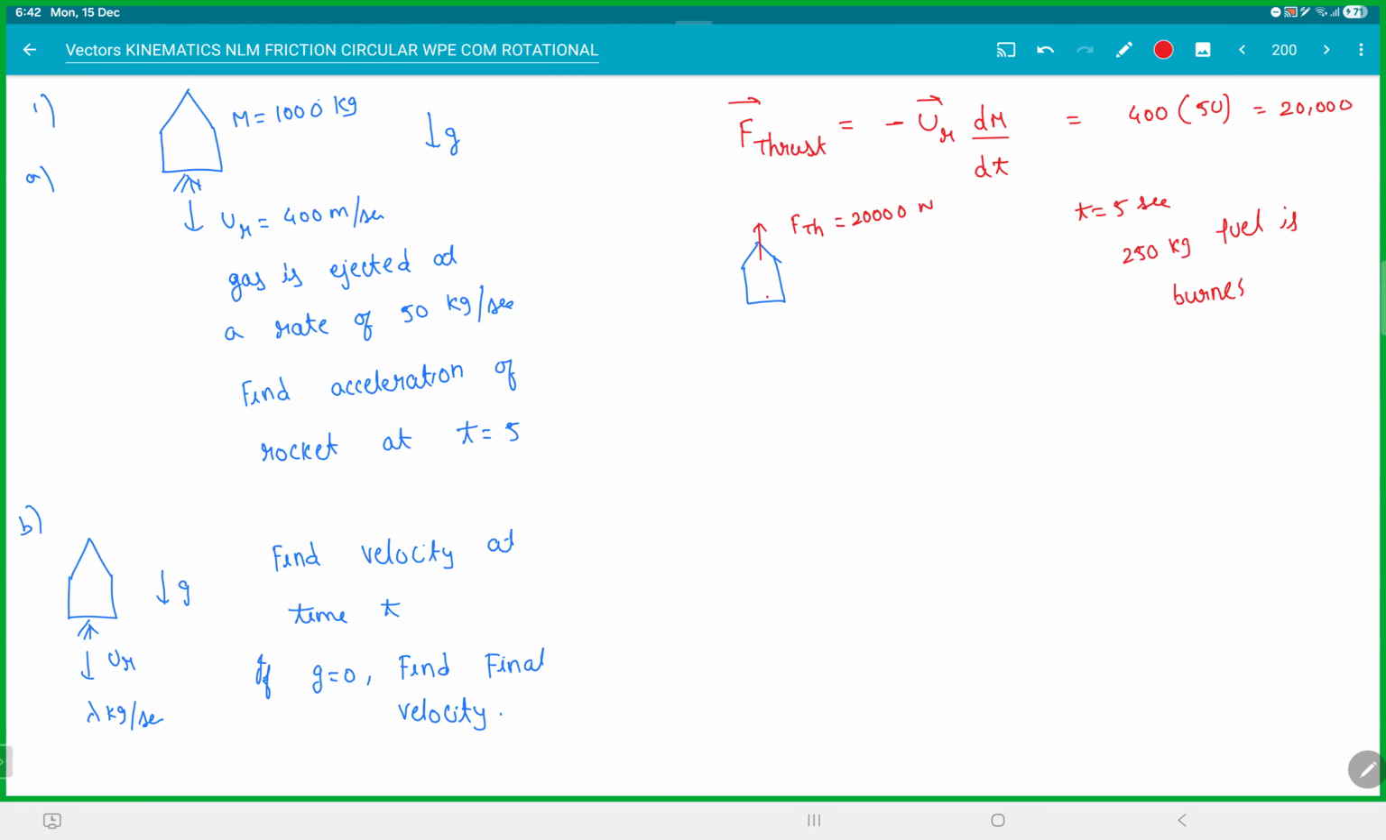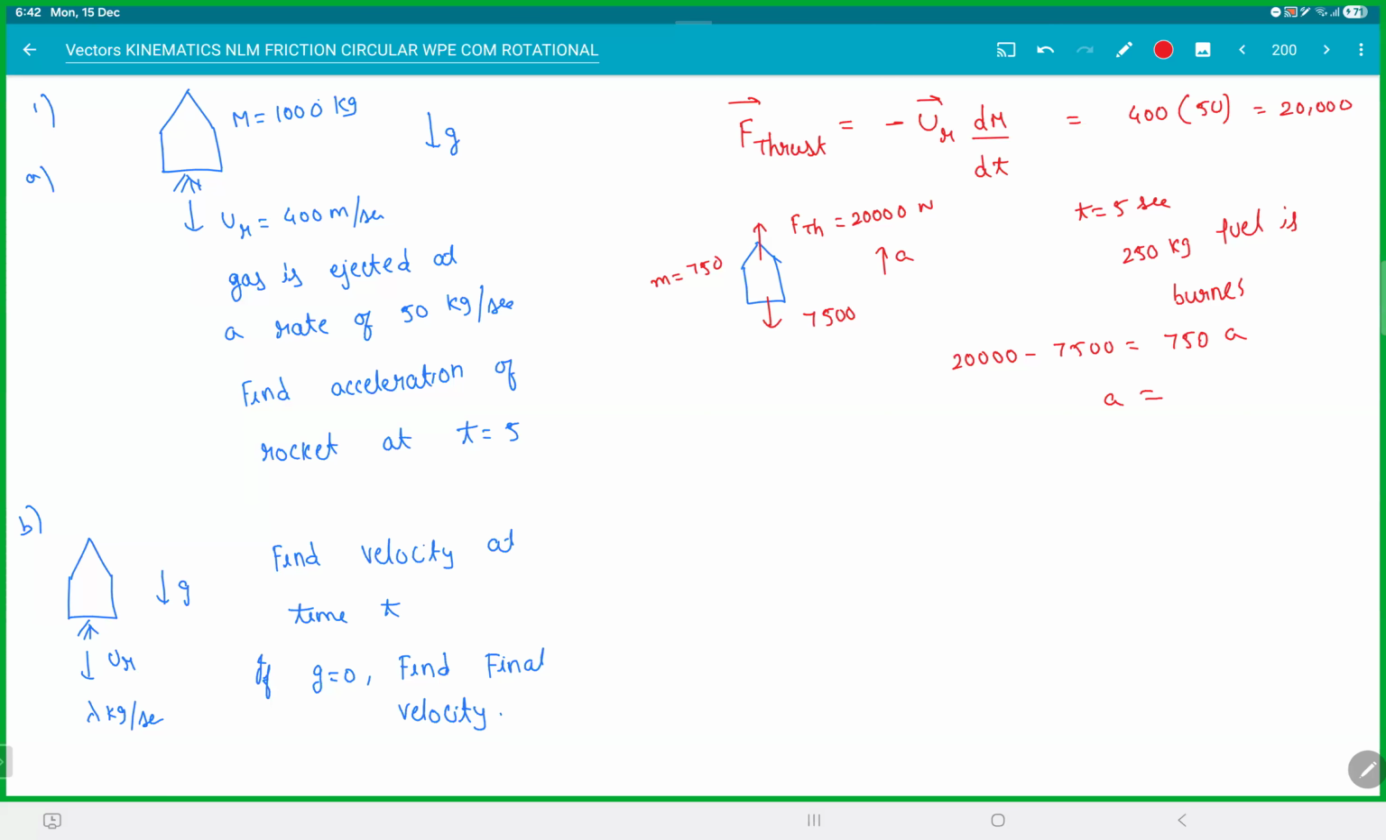And that means you're left with 750. That is 7,500. And your acceleration, so mass is 750. You're done. So 20,000 minus 7,500 is equal to 750 times acceleration. You'll get the answer from there.